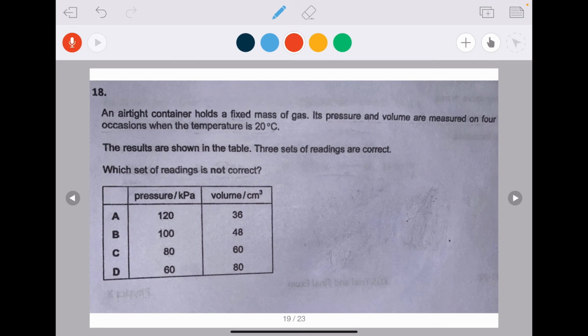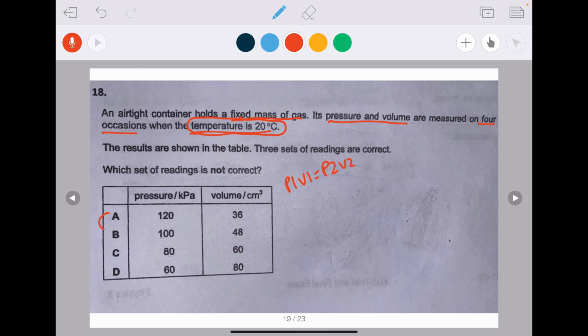Question number 18. An airtight container holds a fixed mass of gas. Its pressure and volume are measured on 4 occasions when the temperature is 20 degrees Celsius. Results are shown. So that means for all 4 readings, the temperature is constant. 3 sets of readings are correct, which set of readings is not correct? So you have to use trial and error in this question. So use P1 V1 equals P2 V2.